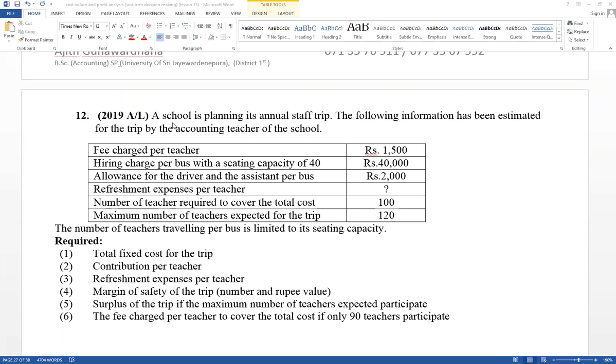That it has given a school is planning to annual staff trip. Following information has been estimated for the trip by accounting teacher of the school. This is a 2019 annual paper. And fee charge per teacher. Fee charge per teacher. This is a value should be considered as a selling price. And hiring charges per bus with seating capacity 40 passengers. Think about for 40 passengers. Hiring charges per bus.